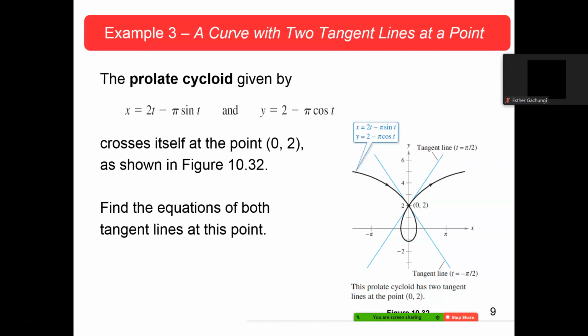Hold off on the next part because that is finding a curve with 2 tangent lines, and I think that's what the next one is doing. We'll do that example next.